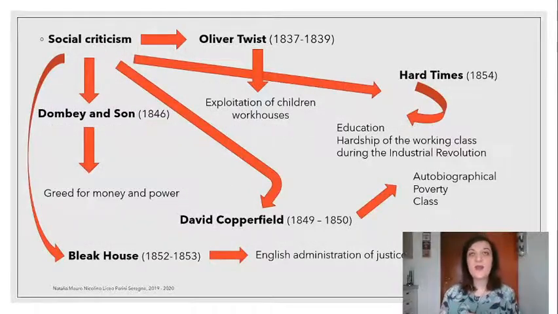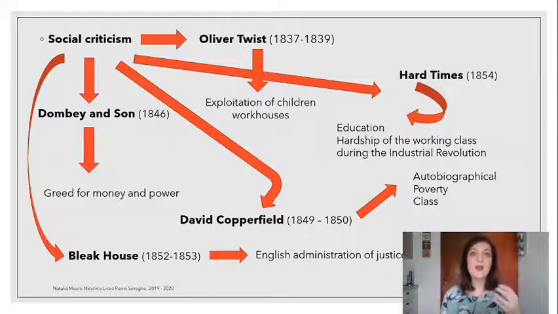We said that he wrote 14 and a half novels, and most of his novels have as a fundamental theme the social criticism, as you can see here. They criticize the vices, the virtues, the contradictions, the injustice of the British Victorian society. Here in this scheme, I have listed some examples for you.